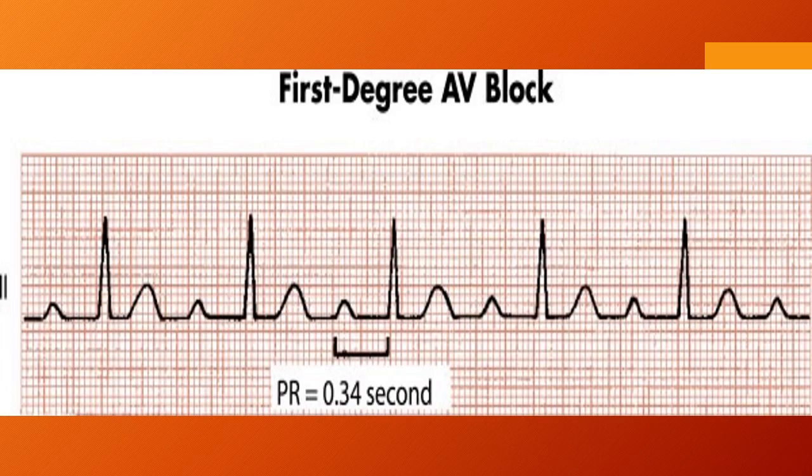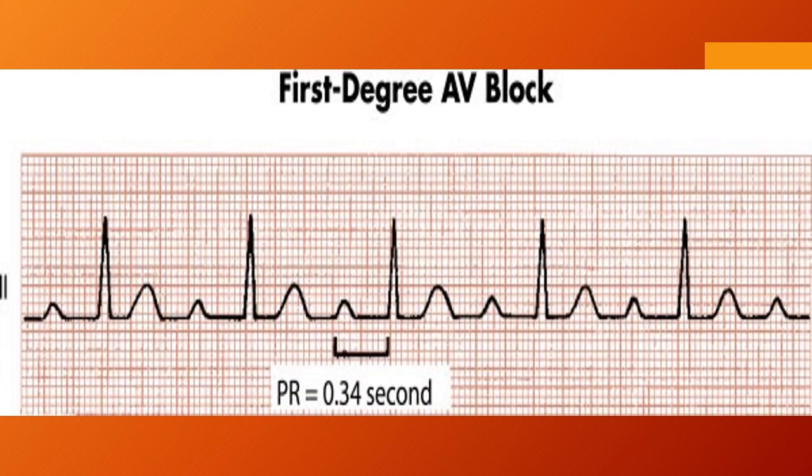So this is an ECG rhythm of first degree AV block, and you can see there is a prolonged PR interval. If you count the boxes, they are more than the normal PR interval. PR interval is calculated from the start of the P wave to the start of the R wave. So it is prolonged, that is 0.3.